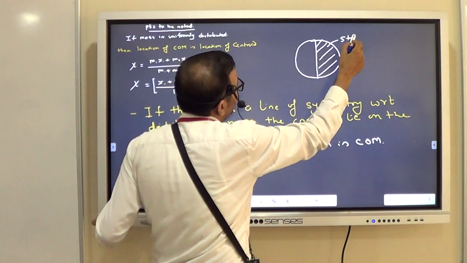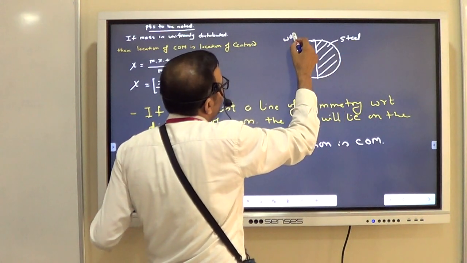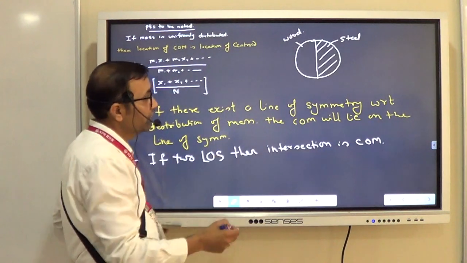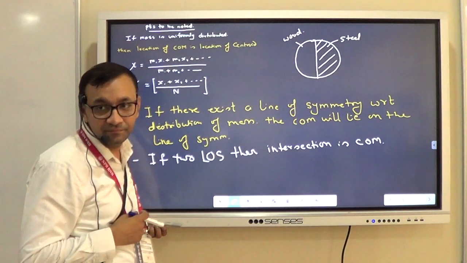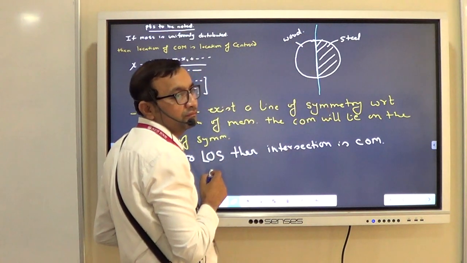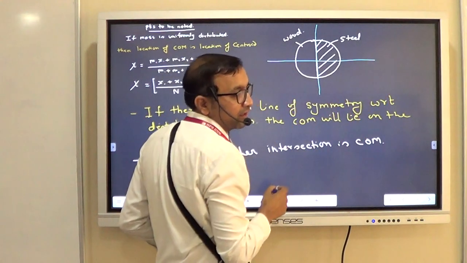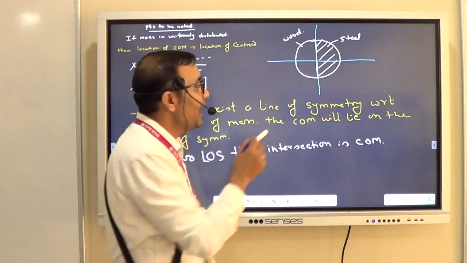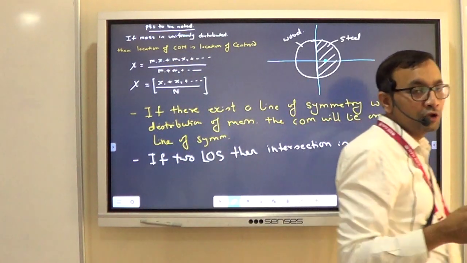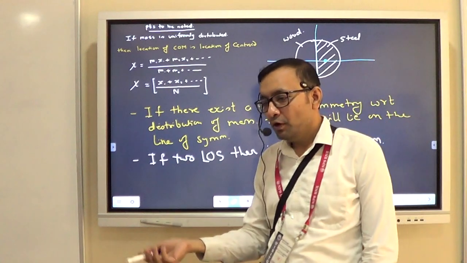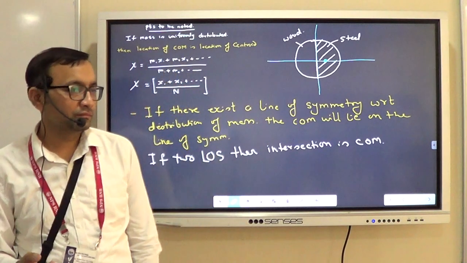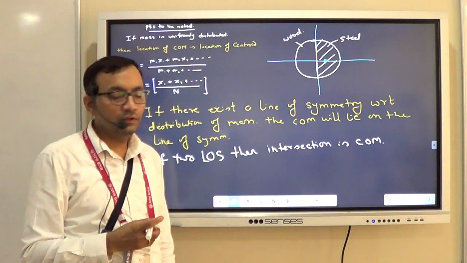So, just tell me, where will be the center of mass for this? Suppose half of it is made up of steel, and half of it is made up of wood. Where will the center of mass be? Is there a line of symmetry? Is this a line of symmetry? Is this? So the center of mass will be somewhere on this side. Getting it? So do not look at the geometrical shape to find the line of symmetry. You should look at the distribution of mass. Okay?